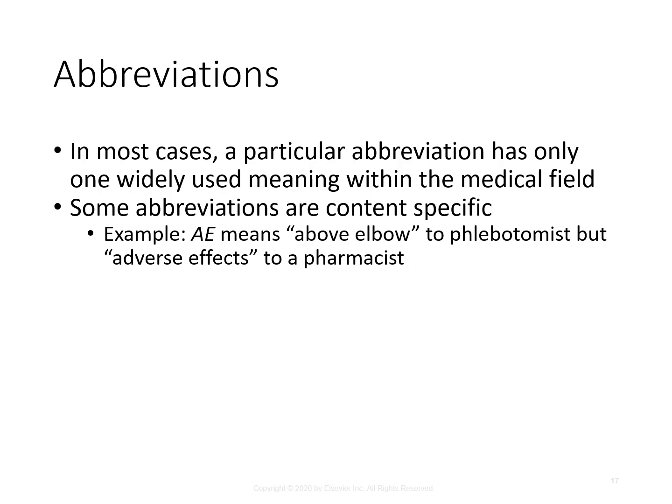Abbreviations. In most cases, a particular abbreviation has only one widely used meaning in the medical field. Some abbreviations are content specific. An example for phlebotomy would be, well, in medical at least, AE could mean above elbow, but to a phlebotomist, but adverse effects to a pharmacist. So abbreviations are commonly used in the medical field, but they probably really shouldn't be, just because there can be some miscommunication with those.